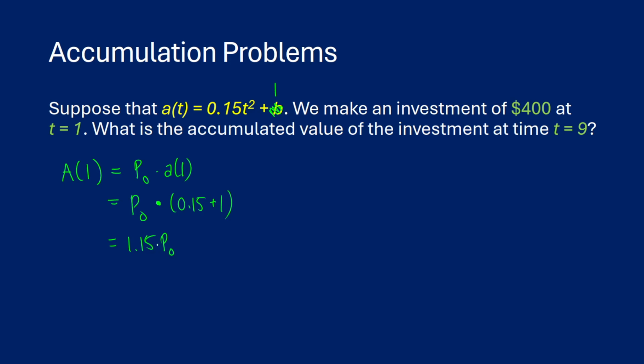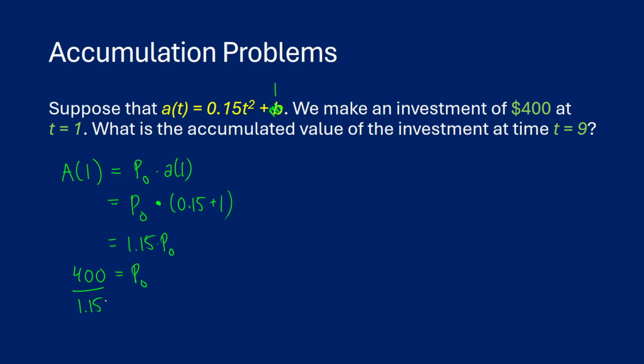But what is our principal investment? It's not $400 because we're looking at t is equal to 1. We need to find it at t is equal to 0. So what we do know is that A1, 400, is going to be equal to P0 times a of 1. So that's basically going to say that P0 is equal to 400 divided by 1.15. Now, I'm going to leave it in this form because I'm going to stick it into a calculator afterwards, and I don't want to lose any decimals for this example.